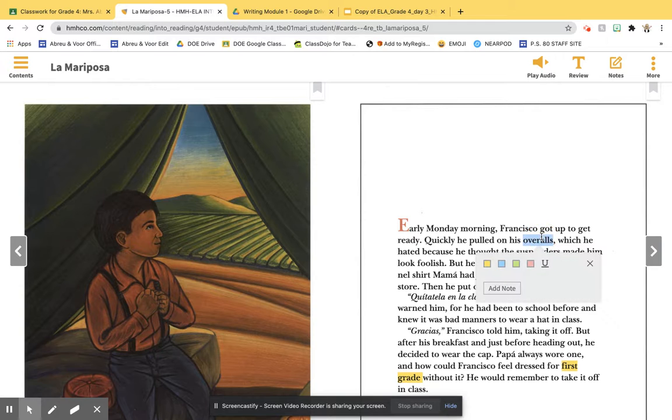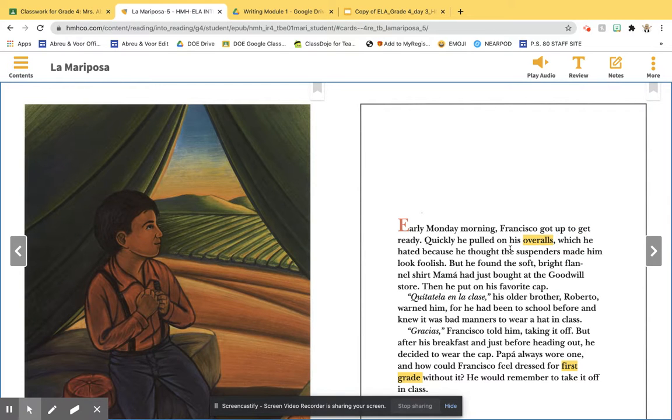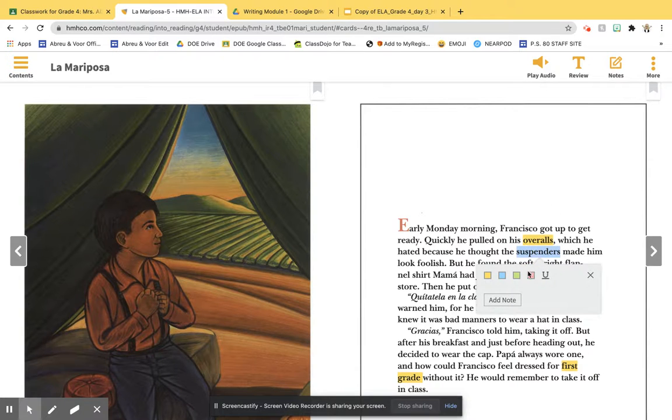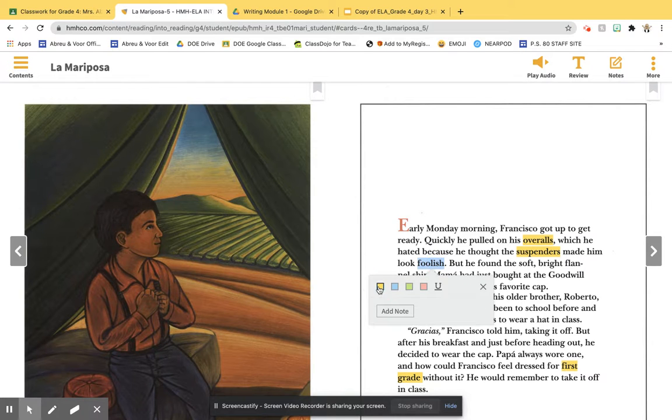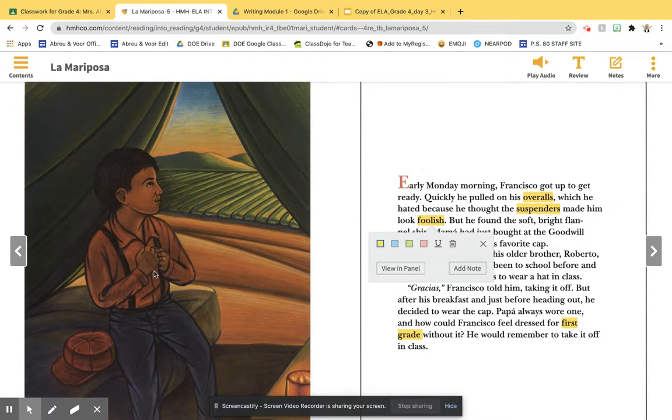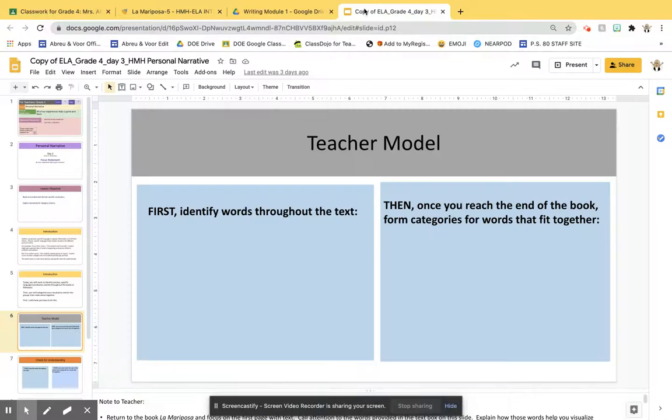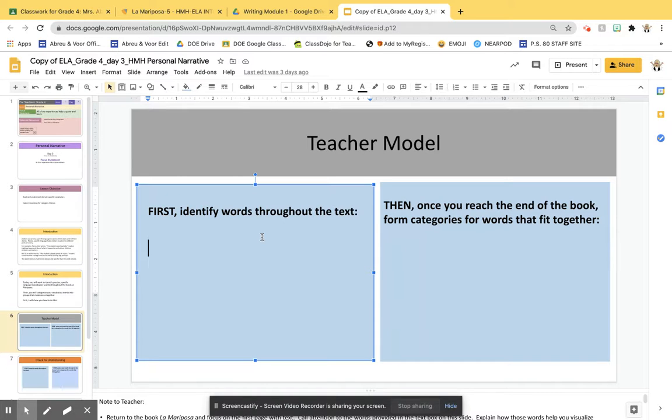So the author didn't just say pants, he definitely said overalls, which made me imagine. So I'm imagining Francisco putting on his overalls. I'm imagining him with his suspenders, because that's very specific. And I'm imagining him looking foolish. And you can picture it right here in the picture, or you can visualize it. So I'm going to write those 3 words down in here. I'm going to write overalls. I'm going to write suspenders. And I'm going to write foolish.